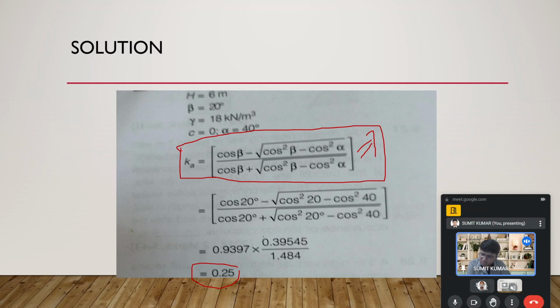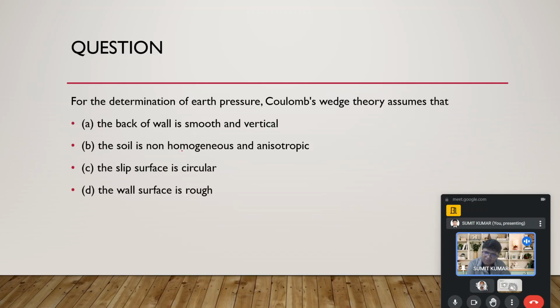I think so. Okay, so I will take another problem, and this will be the last problem for the day. And with this, we will end our session. And afterward, we will meet on the next Saturday. So, what is the problem?